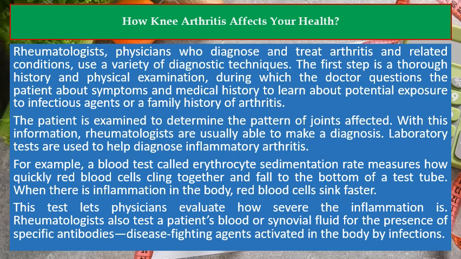The first step is a thorough history and physical examination, during which the doctor questions the patient about symptoms and medical history to learn about potential exposure to infectious agents or a family history of arthritis. The patient is examined to determine a pattern of joints affected. With this information, rheumatologists are usually able to make a diagnosis. Laboratory tests are used to help diagnose inflammatory arthritis.